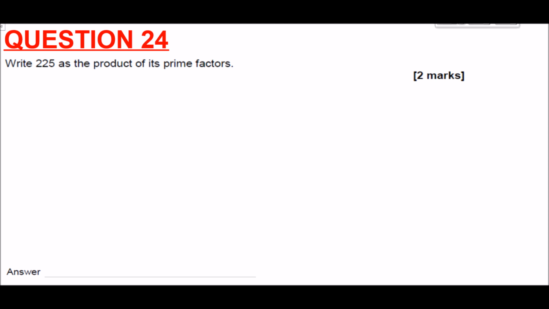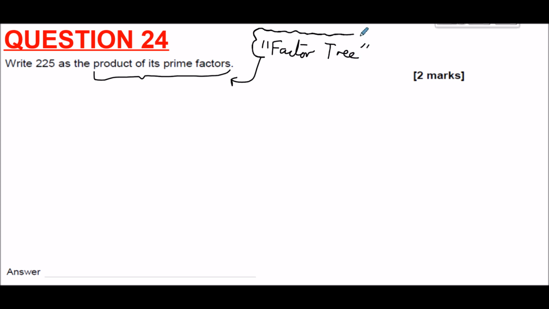Question 24. Write 225 as a product of its prime factors. So this is one of those factor tree questions. It sounds quite complicated when it's worded like that, but it just means one of those factor tree questions. And I'll show you how your calculator can give you more than a helping hand in a second.